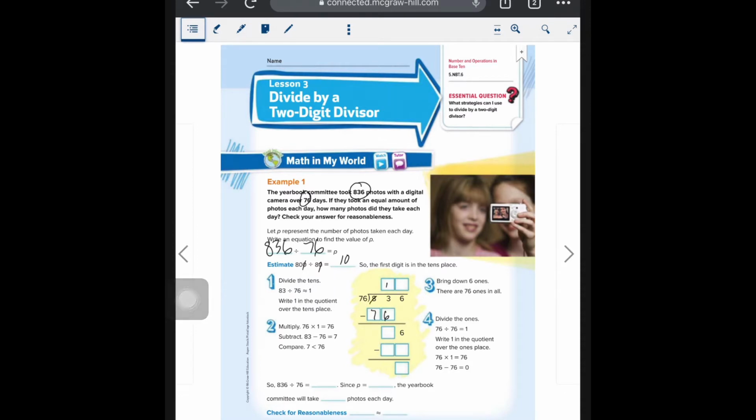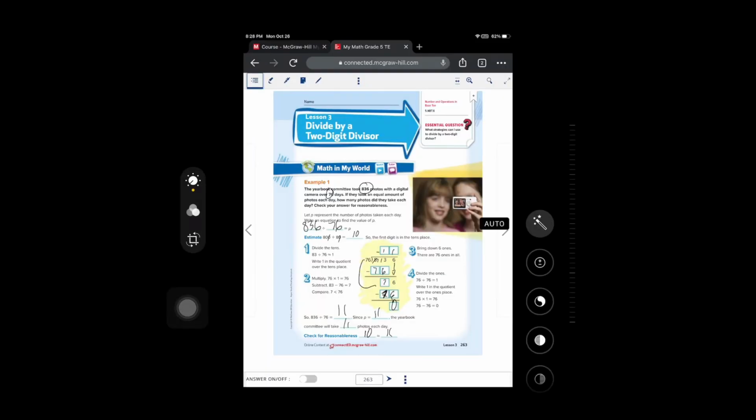1 times 76 is 76, and then we subtract it. We're going to get 7 right there, pull down the 6, then 76 will go into that one time. 1 times 76 is 76. 0. So we know that 836 divided by 76 is 11. The committee took 11 photos each day. Checking for reasonableness, our estimate was 10, and our answer is 11, so we did pretty good.